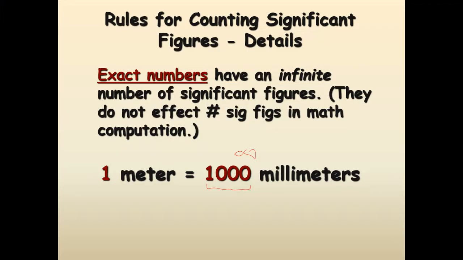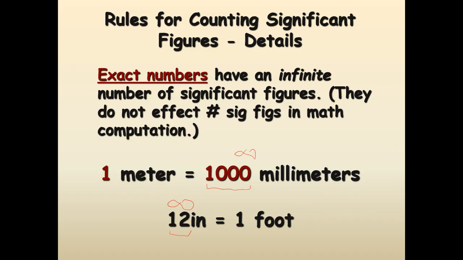By definition, a meter is 1,000 millimeters, or 12 inches in a foot. This 12 has an unlimited number of sig figs because it's a defined value. I have 12 inches in a foot by definition. It's not 12.2. It's not about 12. It's exactly 12. So that means it has an unlimited number of significant digits.